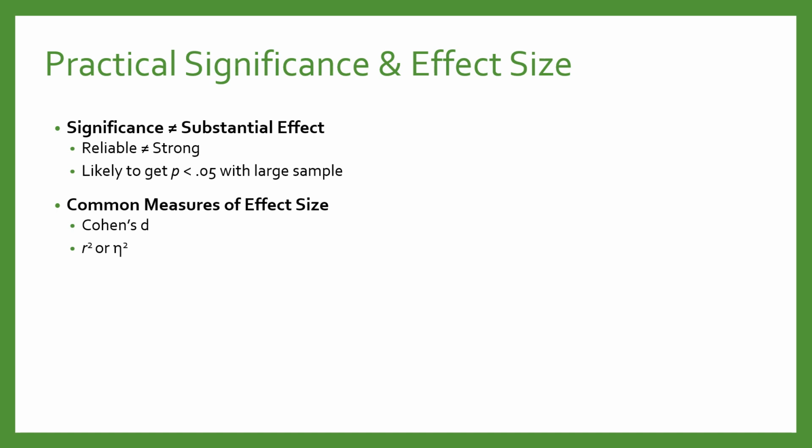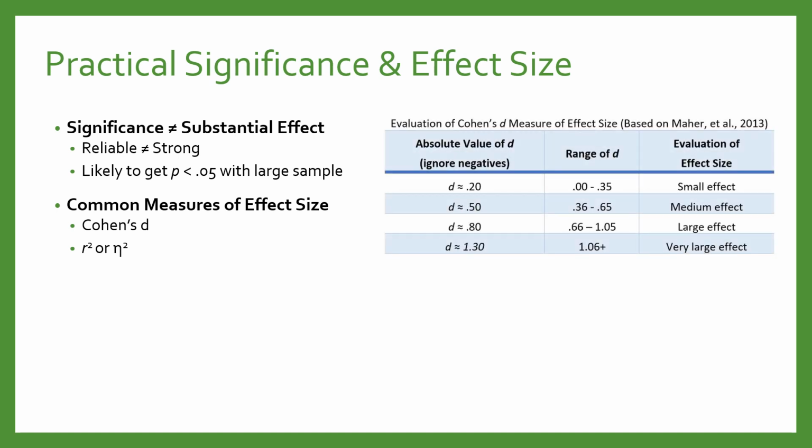So the effect size is a measure of practical significance that's really important to consider once your results are statistically significant. Some really popular measures of effect size are Cohen's d, r-squared, and eta-squared. Cohen's d is used when you're examining the differences in a dependent variable across conditions or levels of an independent variable. And it can be evaluated with the table that you see here. If your Cohen's d value is close to 0.20, or in other words, between 0.00 and 0.35, that's a small effect, and so on up to a very large effect.